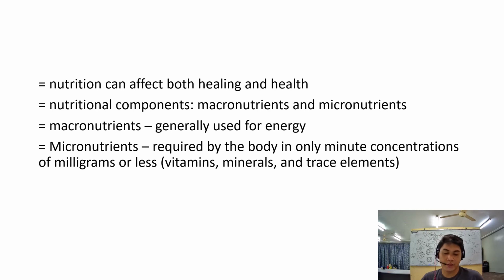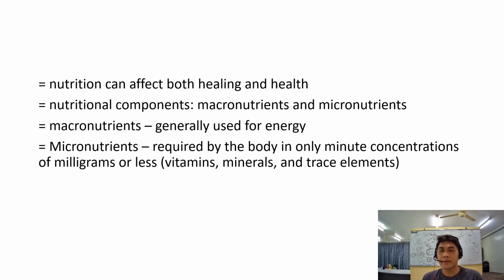The first macronutrient used by our body as a source of energy is carbohydrates. Then if there's depletion in carbohydrates, the next source of energy is lipids. And after that, if there's depletion in lipids, your body will try to use proteins as a source of energy.